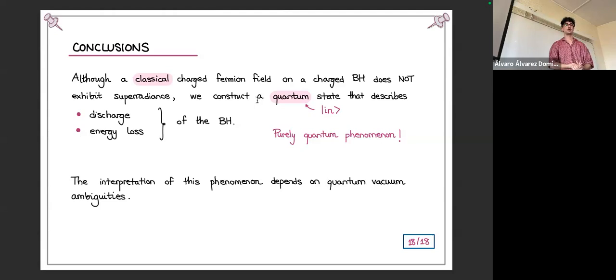Okay? And this interpretation of this phenomenon depends on quantum vacuum ambiguities, as with many others: the Hawking effect, the Unruh effect, and all these quantum effects that happen in quantum field theory in curved spacetimes. I mean, this is not just for this particular topic. It usually happens in quantum field theory in curved spacetimes, provided that you break some symmetries in the system. Okay, and that's it.